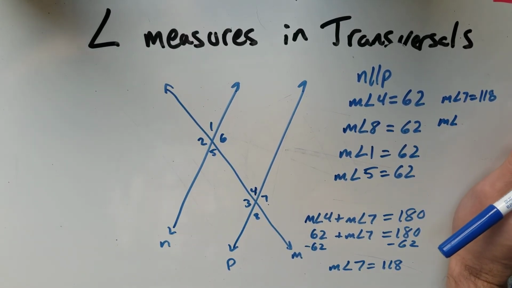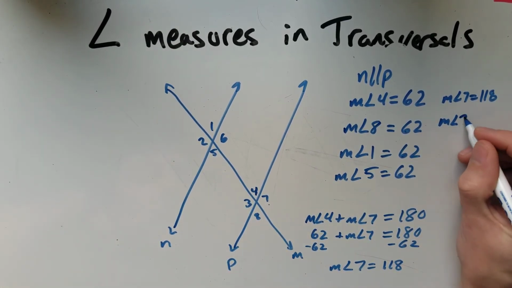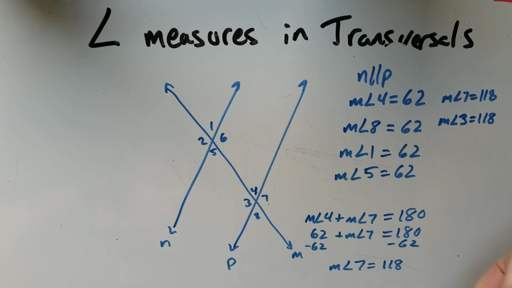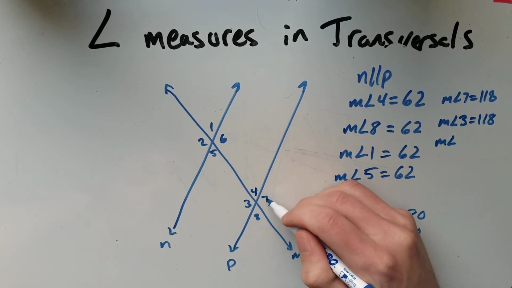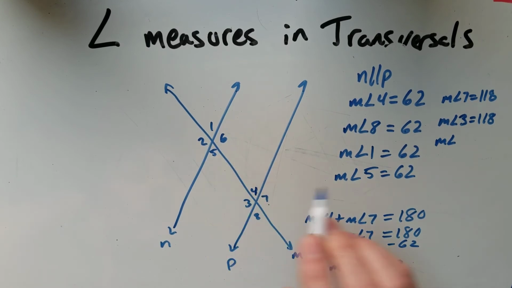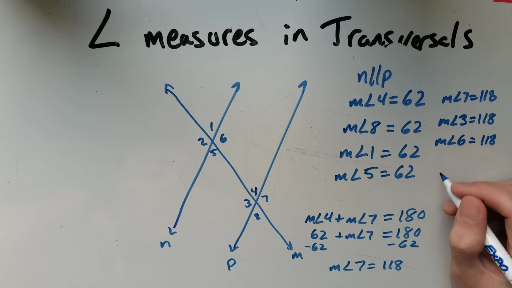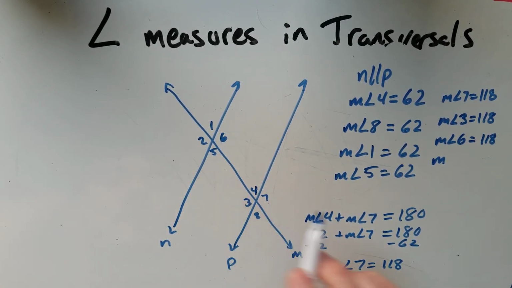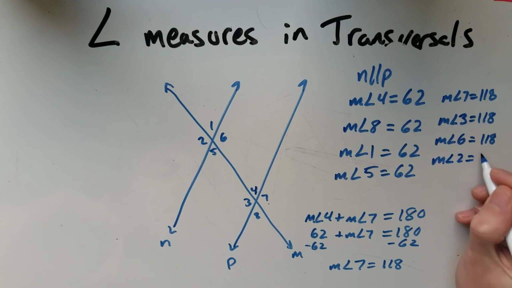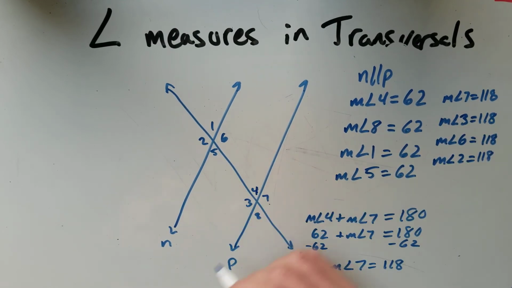So if angle 7 is 118, you can use vertical angles. The measure of angle 3 should be 118. We can use corresponding angles. 7 corresponds with 6, so the measure of angle 6 is 118. And then I would just use vertical angles there. Angle 6 and angle 2 are vertical with one another, so they have the same measure. So the measure of angle 2 would be 118 as well. And these are all your measurements for all the angles.